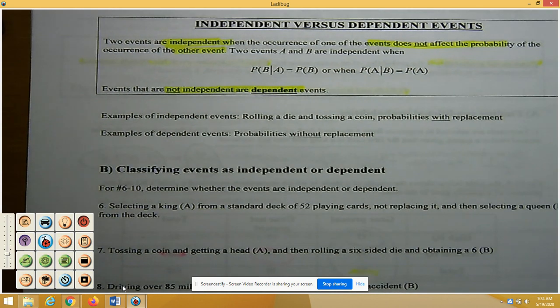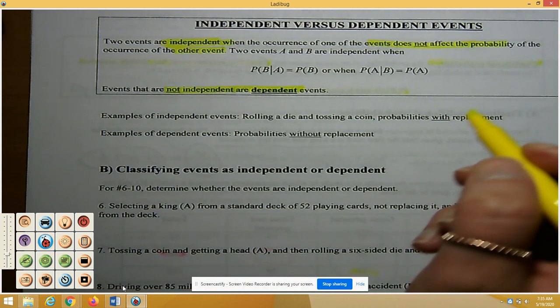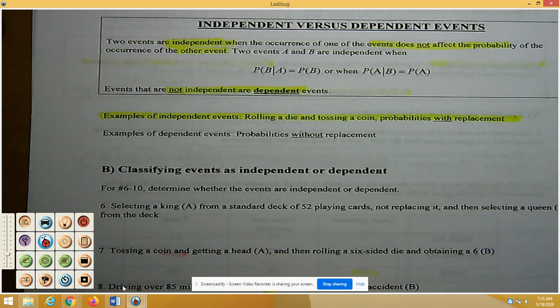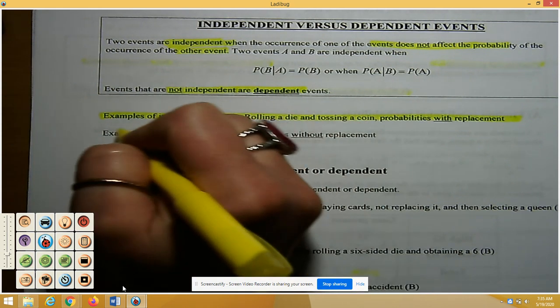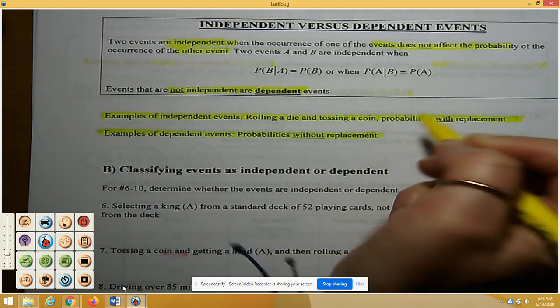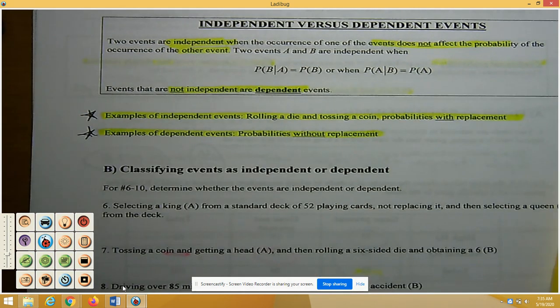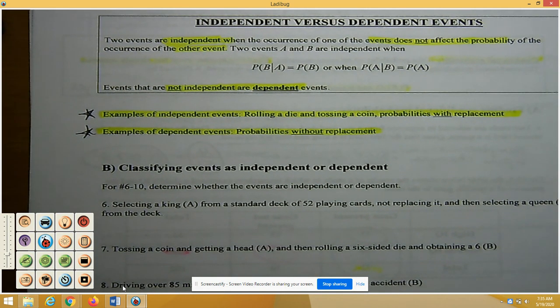All right, so this sounds kind of complicated, but it's not that bad once you understand. Examples of independent events are rolling a die and tossing a coin. These are probabilities with replacement. This I'd probably try to memorize. And then examples of dependent events are probabilities without replacement. So these are kind of huge concepts up here. Basically, if one thing affects the other, if one thing has an effect on the other, it's dependent.